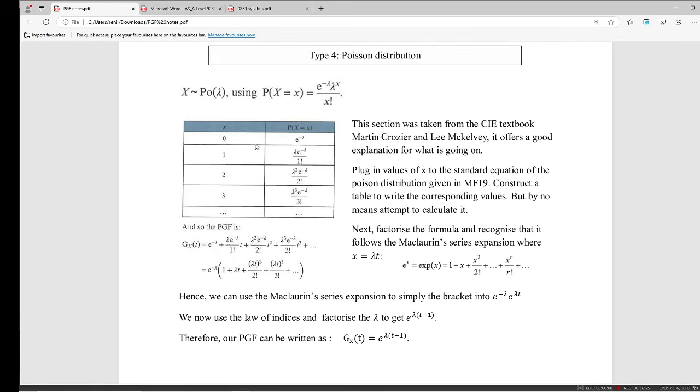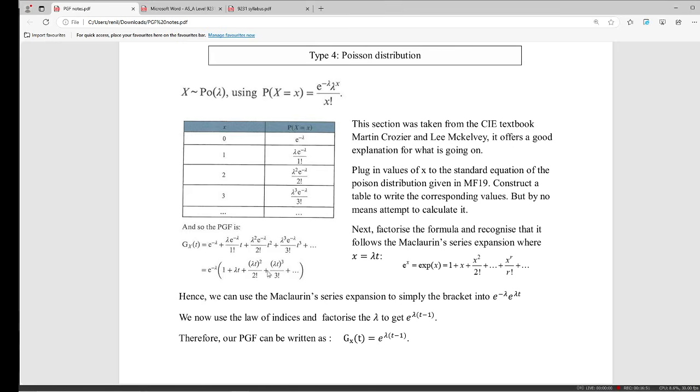You just need to plot a table first of all, and I will explicitly state that this was taken from the CIE textbook of Martin Crozier and Lee McKelvey. Now when x equals 1, 2, 3, you can see how it's going on. If we were to add them all up, you're going to get this over here, and it goes on till infinity. And therefore now if we factorize e to the power of negative lambda, we're going to get this equation right here.